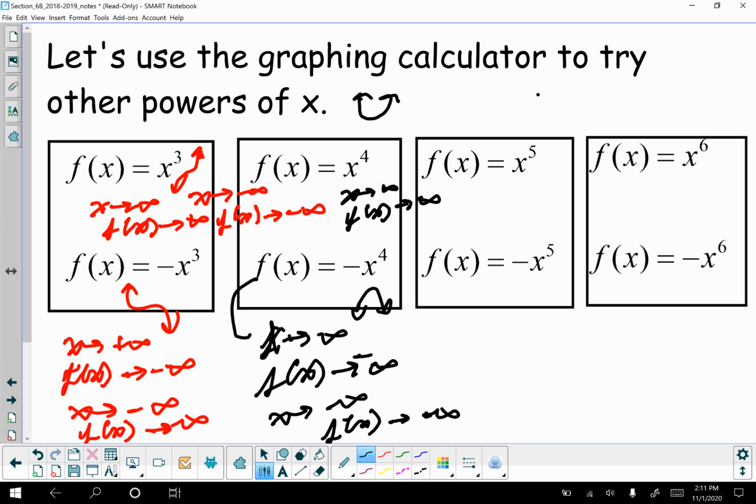Okay, x to the fifth is going to look like this, so it's the same answers as x to the third, or it's going to look like this with the negative out front. X to the sixth is going to do this, so it's going to be the same exact concept for both of those.